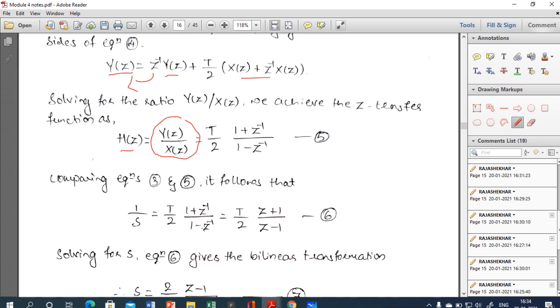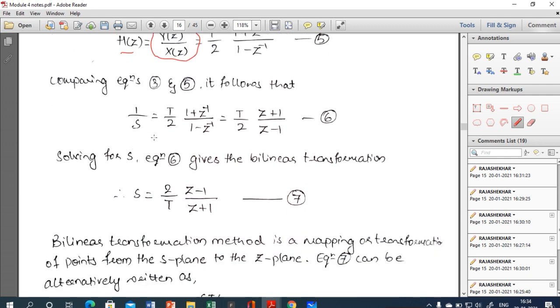So we have written 1 by s equals t by 2 into z plus 1 by z minus 1. We will solve it for s. Taking the reciprocal here, I will get s equals 2 by t into the bracket of z minus 1 by z plus 1. Remember, this is equation 7. Equation 7 represents the s plane, and the value of the s plane represents the analog function or the analog transfer function. So if I want to convert a digital function to analog, I have to replace s in that function by this value.